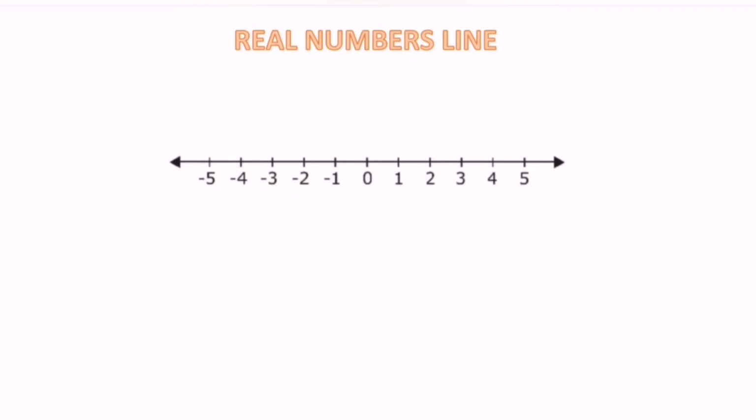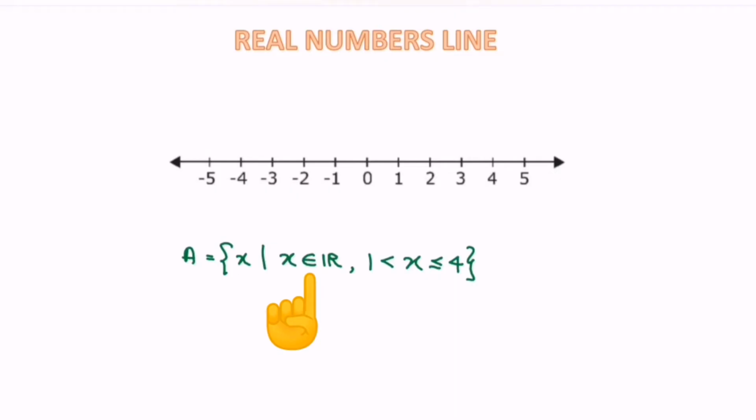As an example, let's use the number line to illustrate the set A. Set A is a set of all elements x such that x is a real number, and we have x is greater than 1, x is less than or equal to 4. In this case, the universal set is the set of all real numbers. Since it is understood that all numbers illustrated by the number line are real, we can omit this from our set definition: set A is a set of all elements x such that x is greater than 1 and x is less than or equal to 4.